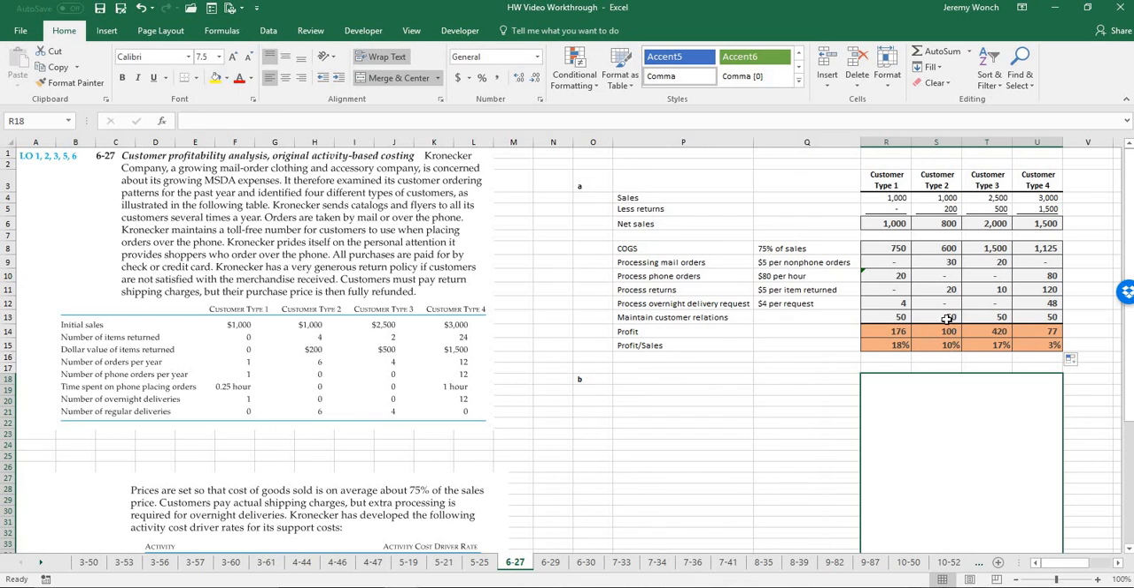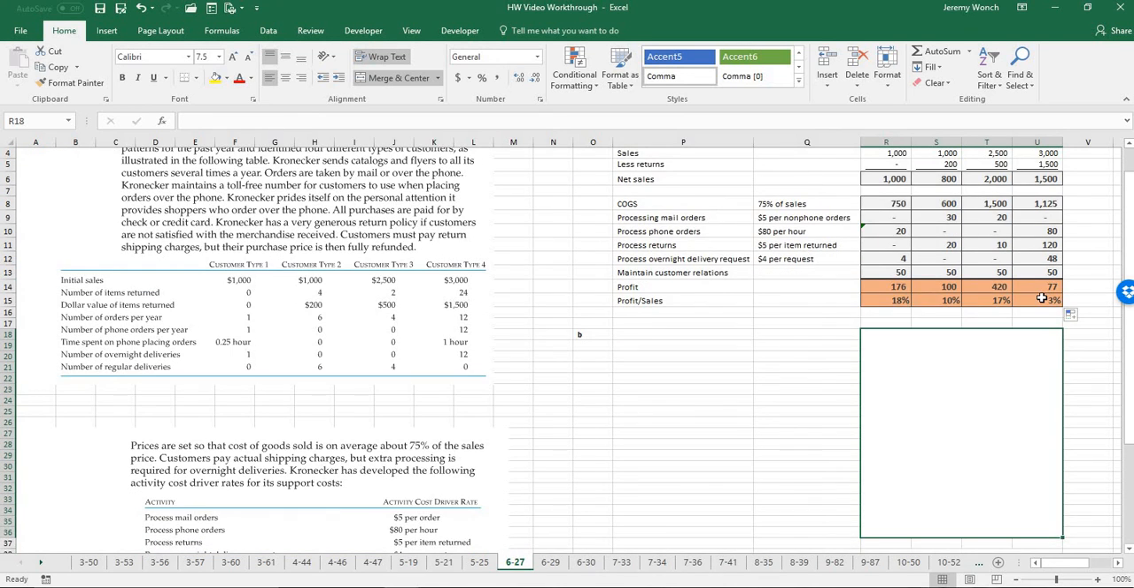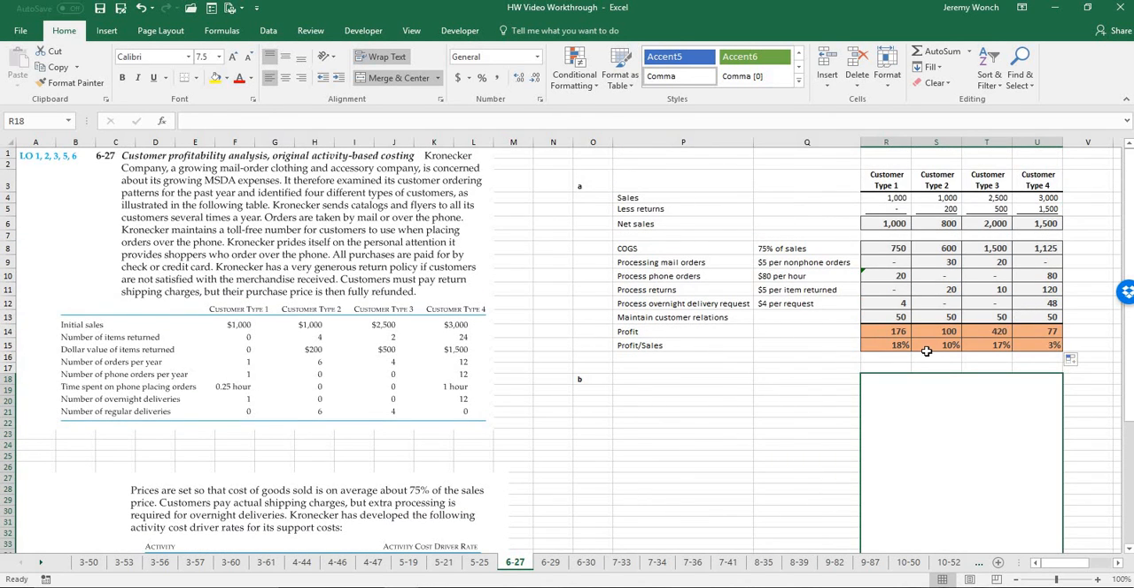Their phone ordering time seems pretty excessive. I mean, 15 minutes to take an order with customer 1, and a full hour for customer 4. That seems like it could be reduced. They're also eating a little bit of cost doing overnight deliveries. Even though the customer pays for the delivery, Chroniker still has a cost to actually process that. So maybe they want to think about upping their overnight charges a little bit to cover all their costs.